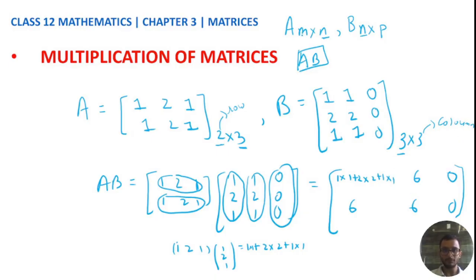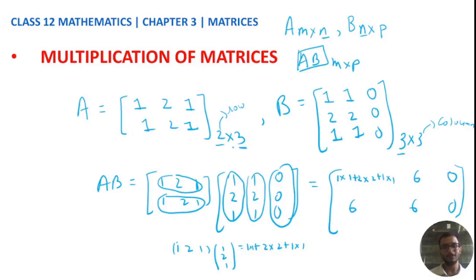Now you tell me, if I am taking A of order M cross N and B of order N cross P, what will be the order of A into B? It will be M cross P. That is the row of A and the column of B. This common N will be cancelled. Not cancelled exactly, but yes, you can try to remember it like that. So this is the concept of matrix multiplication.